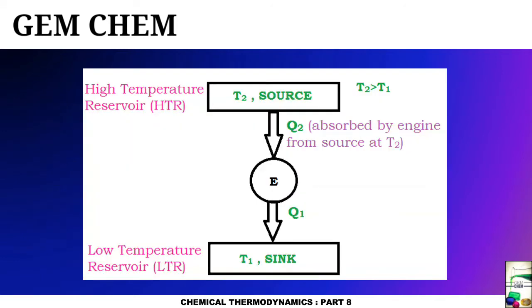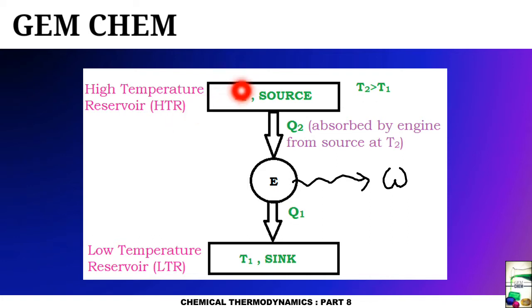Let us see. First we need to understand the system used in a Carnot cycle. We use a source which is higher in temperature than the sink. An engine is involved in between, which absorbs heat Q2 from the source at T2 and then does some work. Some amount of work W is released, and Q1 is the leftover heat which is dumped into the sink, where the temperature is T1.